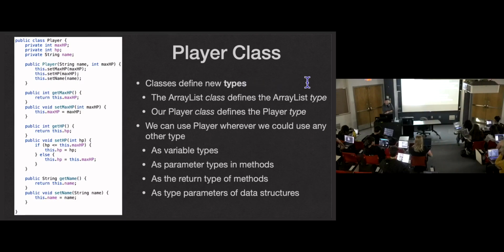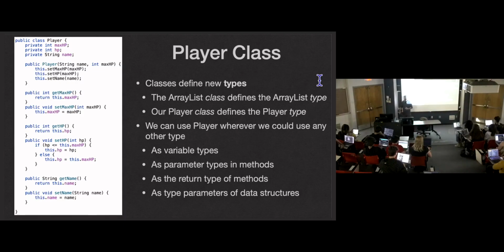And once we create a class like this, and this was always true, but it wasn't interesting before, what we're doing is creating a type. Every class defines a new type, and now that we have a type, we can create player objects. What we can do is anything we can do with any other type. We can create variables of type player. We can create methods that take references to an object of type player. We can have return type of player. We can have an array list of players.